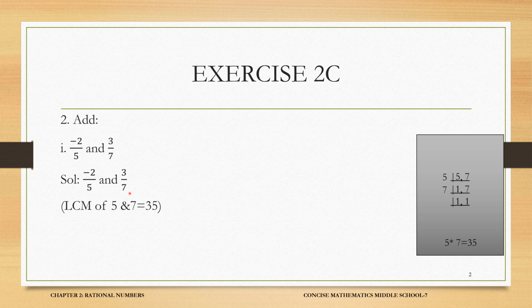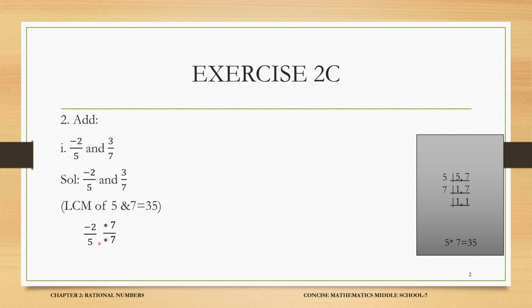Now how to make the denominators equal? Just take the first rational number, that is minus 2 by 5, and with which number should you multiply this 5 to make 35, right? You need to make the denominator 35. For that, you need to multiply this 5 with 7. 5 sevens are 35, right?